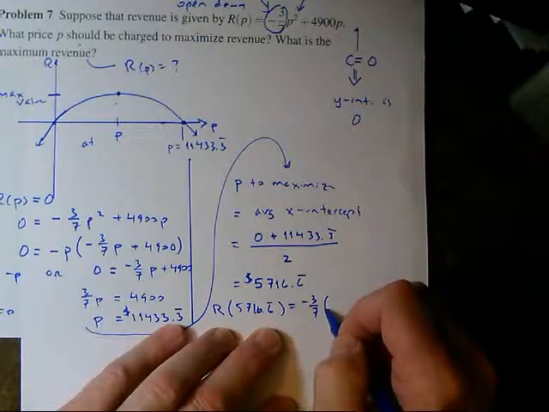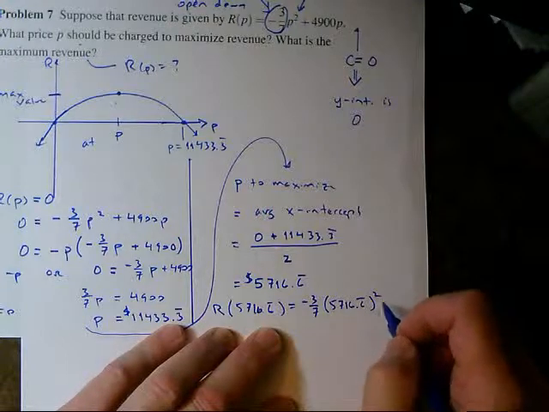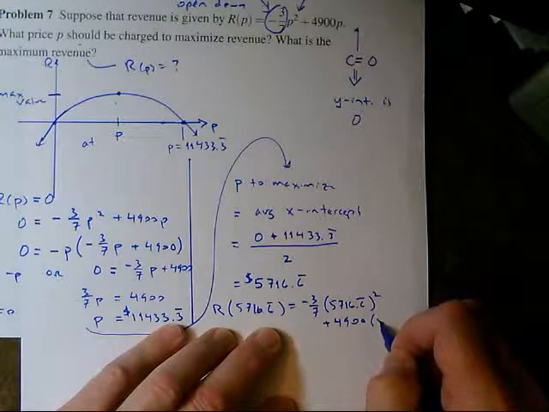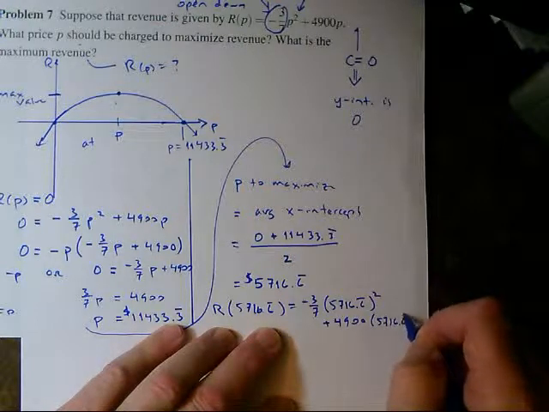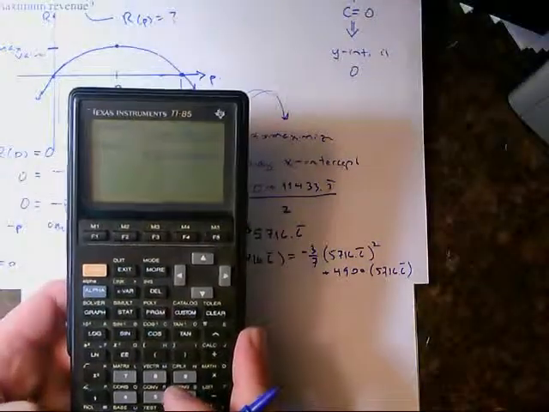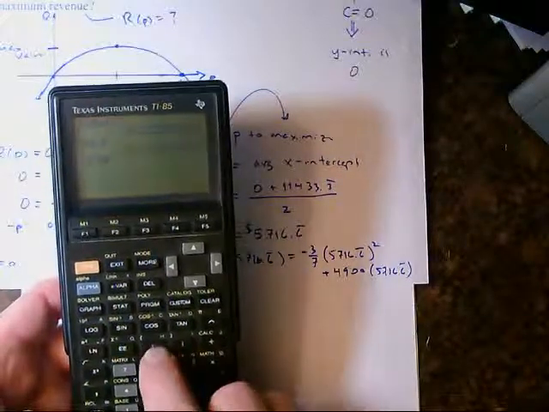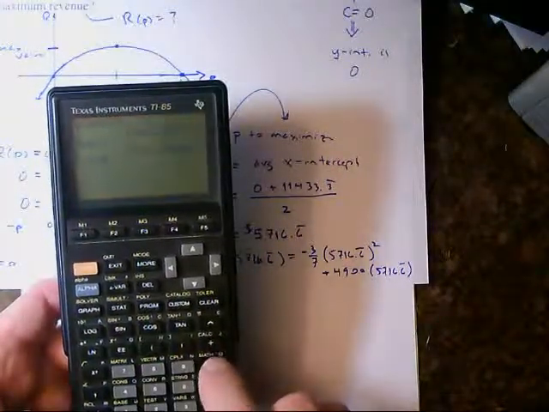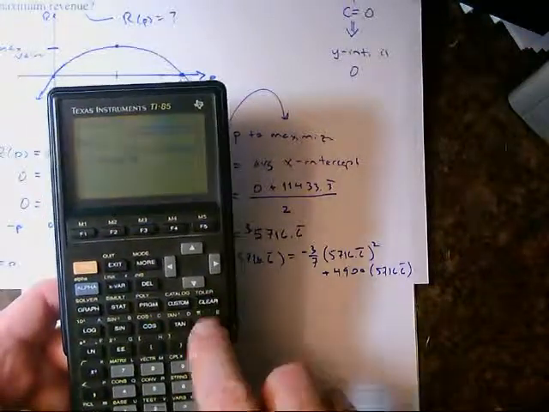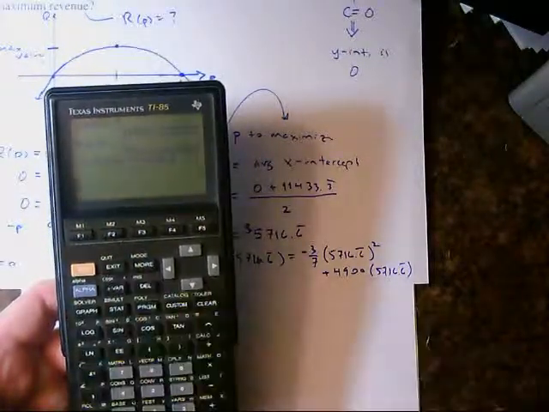What is the maximum revenue? In other words, what is R of p? And to do that, I simply take R of 5716.6 repeating and substitute: negative 3/7 times 5716.6 repeating squared plus 4900 times 5716.6 repeating. And of course this is not going to quite fit here, but it'll come close enough.